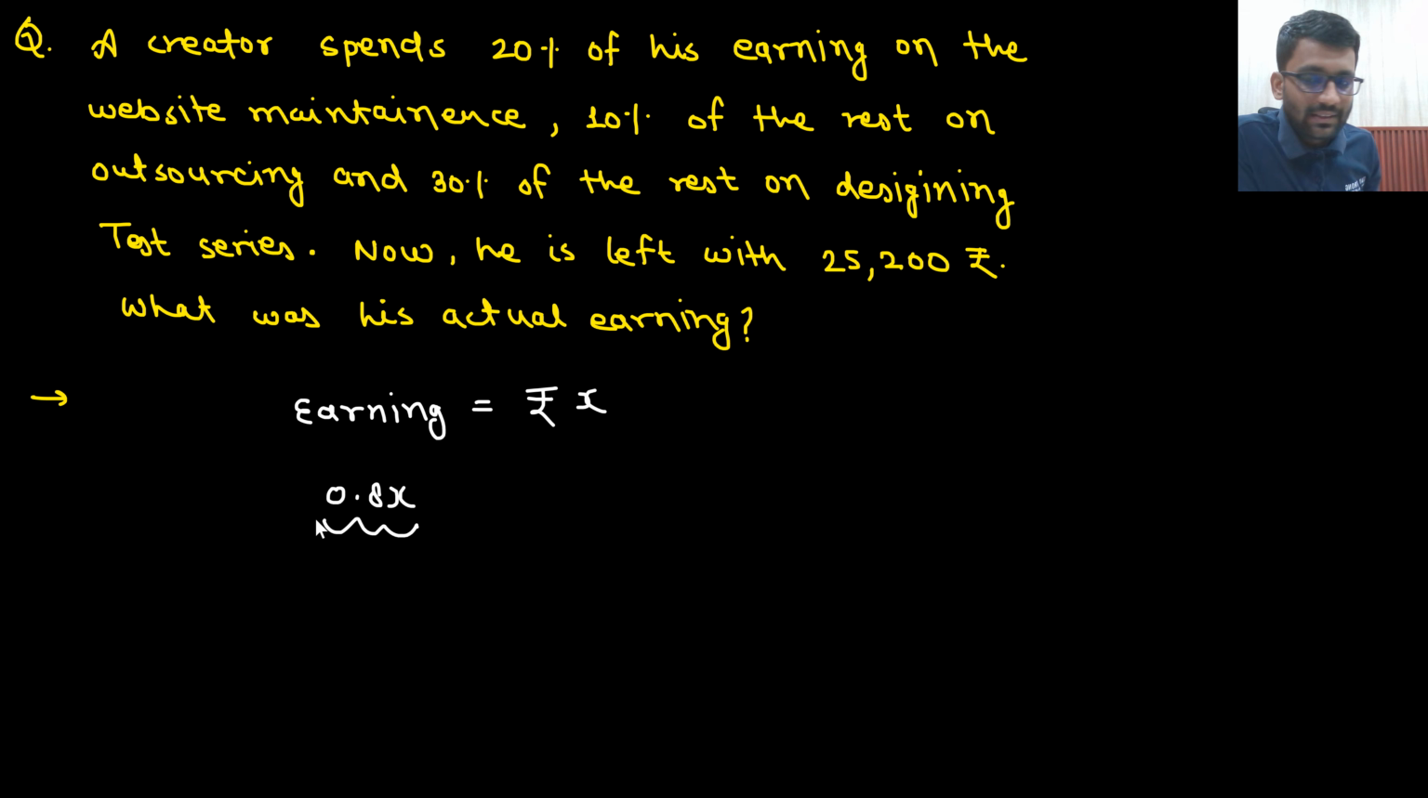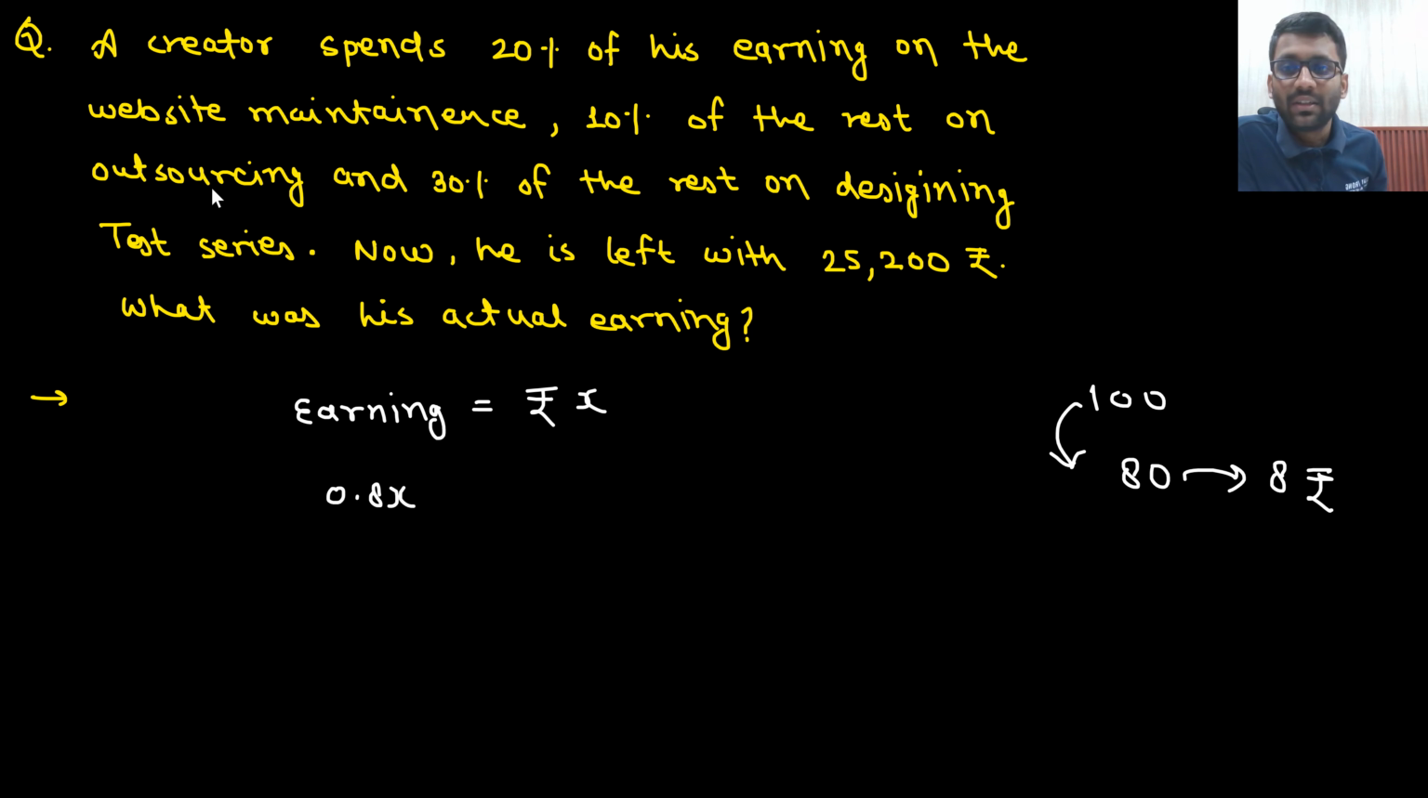This is the rest money. This is the money which he is having. Let's just say his earning was 100 rupees. Then 20% he was spending on website maintenance. So 80 rupees he is left with. 10% of the rest. That means 10% of 80, which is 8 rupees.